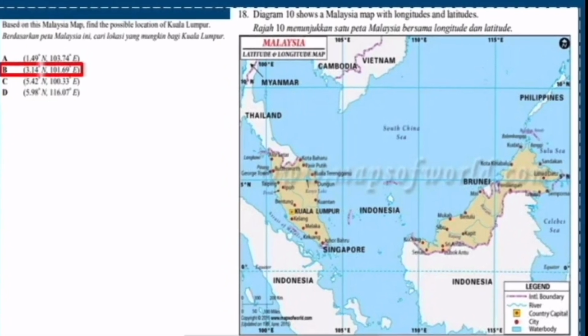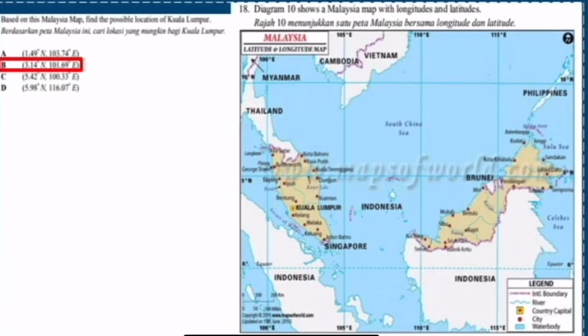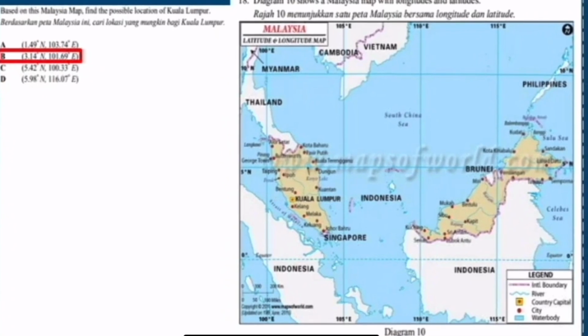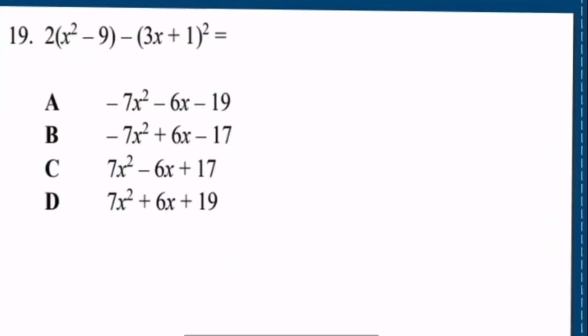So if you study the maps, logically you will choose answer B as the best answer. Okay, for the position of Kuala Lumpur, in terms of latitude and longitude. All right, understand? So this is how you apply geography in reading the maps. Okay, so next we will proceed to another two questions.